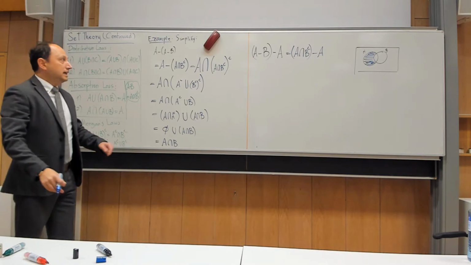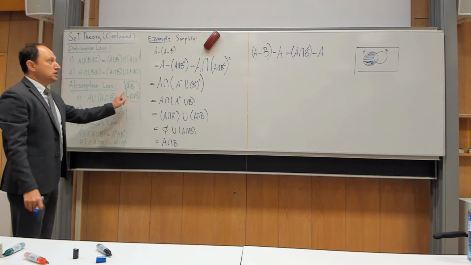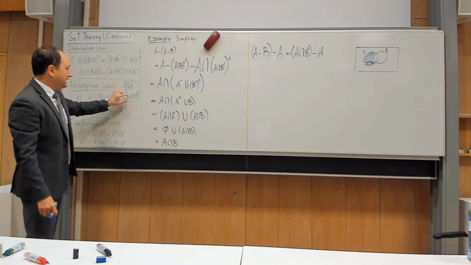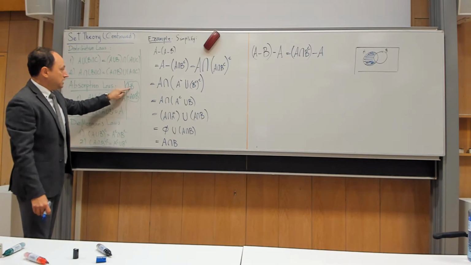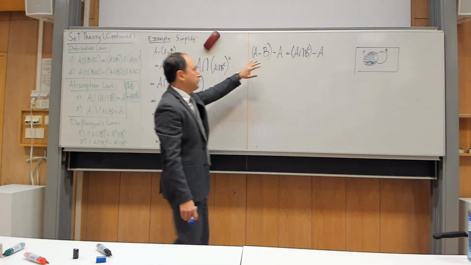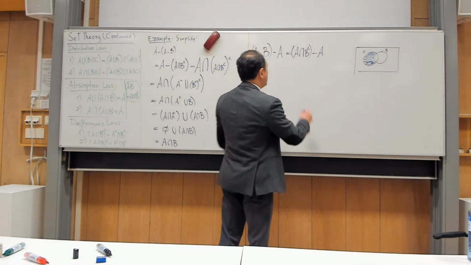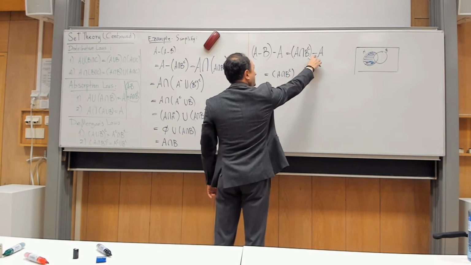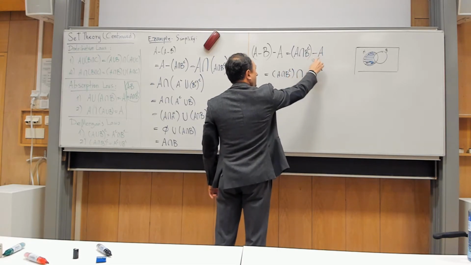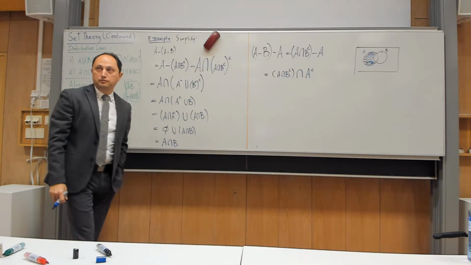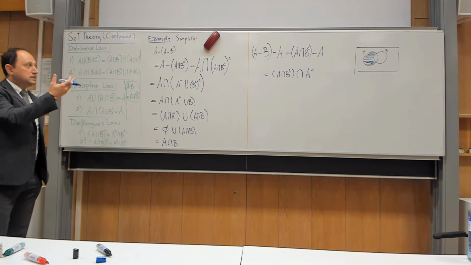But again, I can use this rule because I have another subtraction. So this tells me keep the first one, change the difference to intersection, and complement the second set. So this is my first one. I keep it. I change this one to intersection, and I complement this. Yes or no?